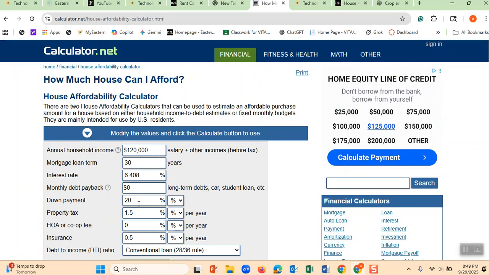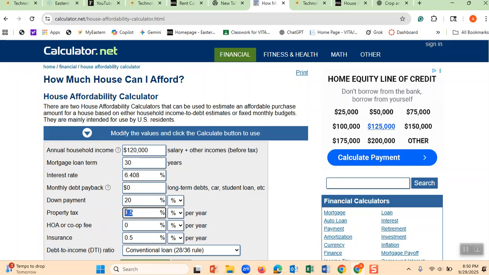Here, imagine that I want to buy a house for $120,000 and I need a mortgage for 30 years. The bank is telling me that the interest rate is 6.408, and I am going to put 20% down payment. Let's not forget 20% of 120,000 is $24,000. That's my down payment. And the state of West Virginia is charging me 1.5% for property taxes.